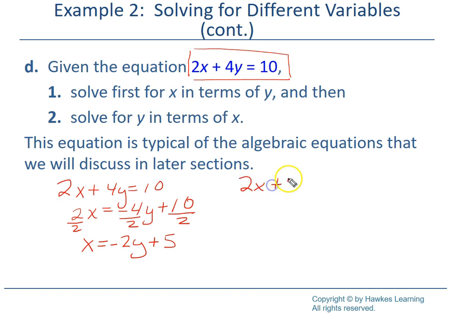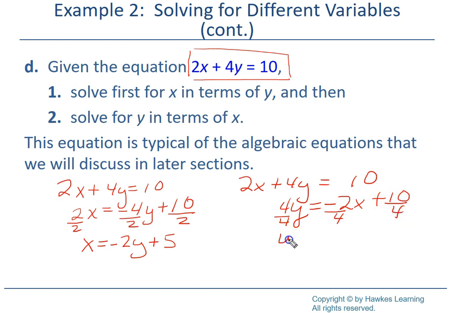2x plus 4y equals 10. Again, we're going to transpose the 2x. Negative on this side, 2x plus 10. And now we divide everything by 4. And we get y equals negative, I'm simplifying this to 1/2, plus, take a 2 out of each one, 5/2. So here we've solved it for x, here we've solved it for y.